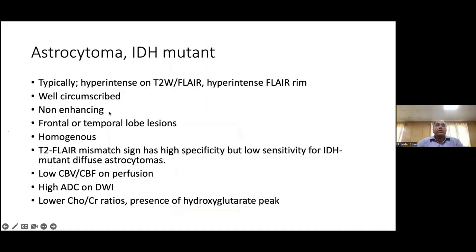So overall, astrocytomas are typically hyperintense on T2 weighted images. They show a FLAIR which is at least hyperintense in the margins. They are usually well circumscribed, show less edema, usually non-enhancing, in frontal and temporal lobe location. They are usually more homogeneous. They show a T2-FLAIR mismatch sign, have a low CBV, a higher ADC value, and show a lower choline creatine ratio. So these all are features of astrocytoma which are IDH mutant.